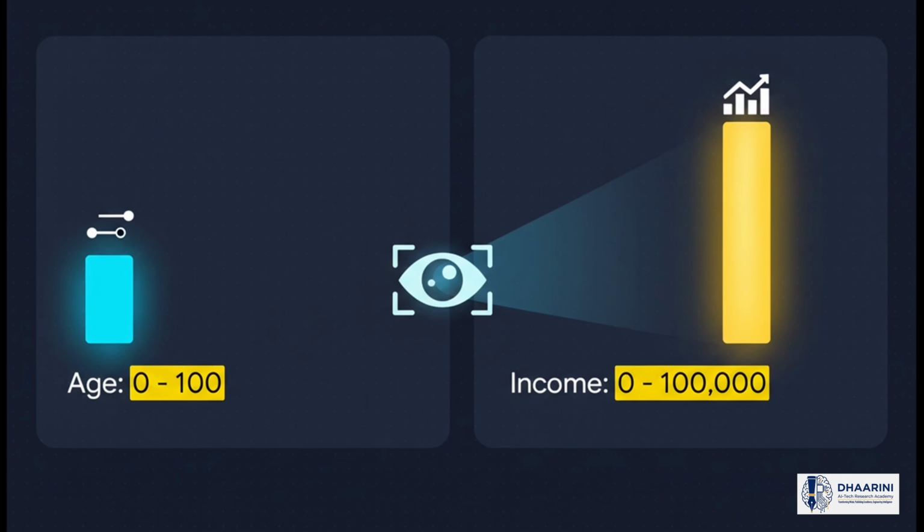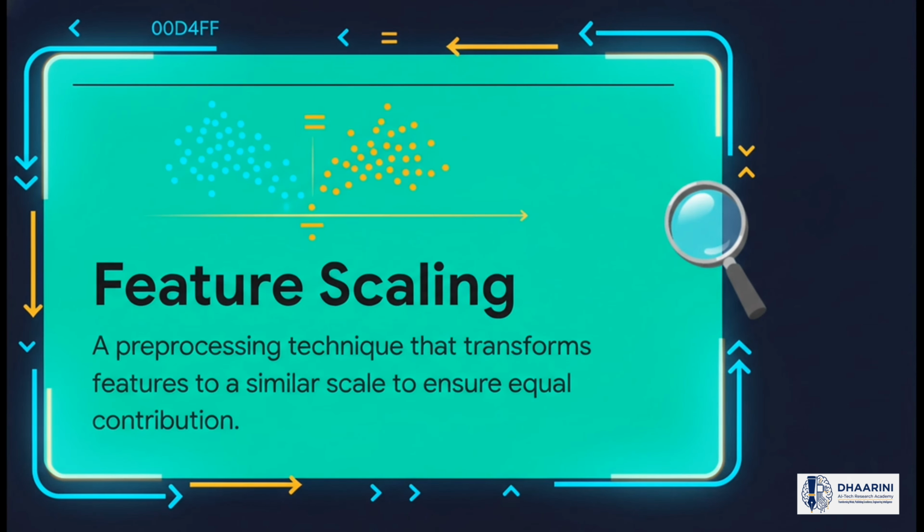To a machine learning model, that giant number for income just screams, "Hey, look at me, I'm way more important." It completely drowns out the signal from the age column just because it's a bigger number. That right there is the illusion of scale. And that is exactly where feature scaling comes in to save the day. It's a pre-processing step where we basically wrangle all our numbers and put them on a similar scale. It's all about making sure every feature gets a fair shot at influencing the model's decision. You're creating a level playing field for your data.